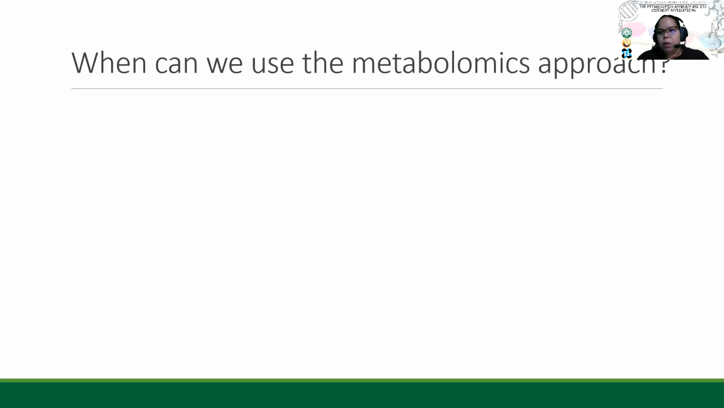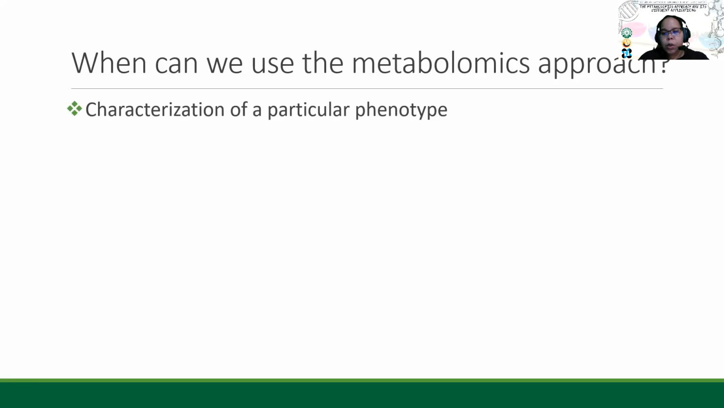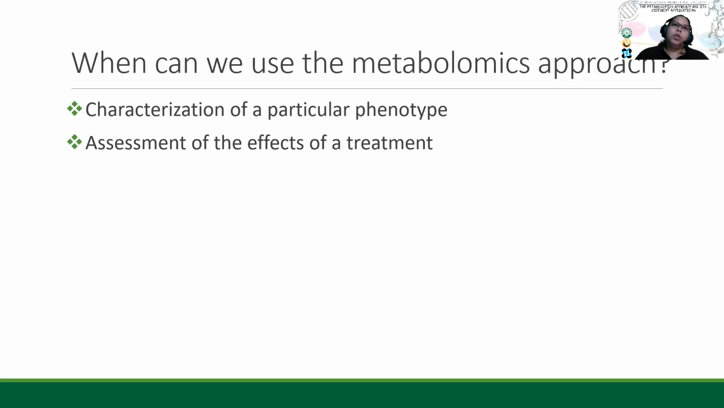So when can we use the metabolomics approach? Metabolomics can be used to characterize a particular phenotype. This phenotype can be a disease state, for example, or if you are looking at wild versus mutant plant species or knockout models of certain diseases. You can use metabolomics to characterize them. It can be used to assess the effects of a treatment, such as the effects of drugs, of certain pollutants, or of stress. If you are looking at the stress response of, for example, plants, you can use metabolomics to assess the effects of those treatments.